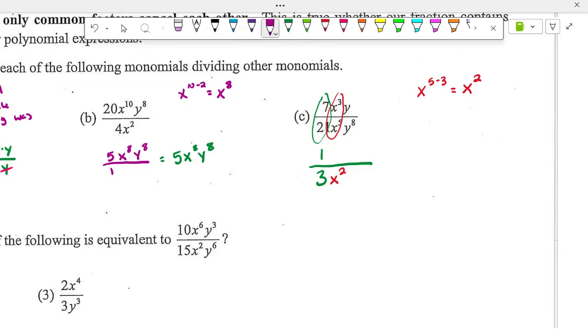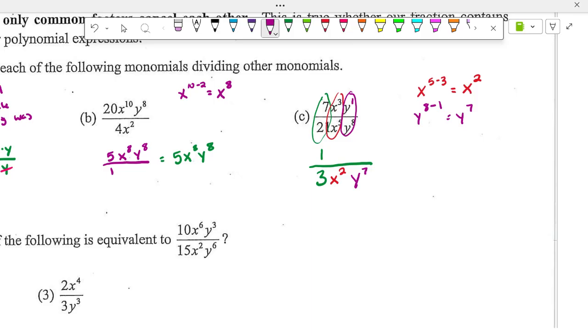And then the y's. So y over y to the 8th. So I have y to the 8th minus what? So 8 minus 1. Unspoken 1 here. So that'll be y to the 7th. And where does it go? Top or bottom? Bottom.